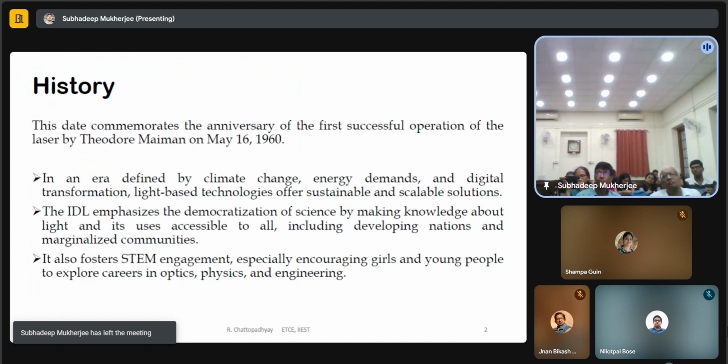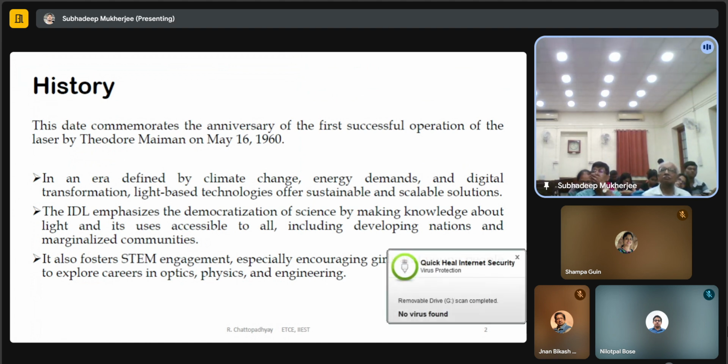As we all know, on 16th May 1960, there was the first successful demonstration of the laser source by Maiman. And in today's world, since we are facing a lot of problems like climate change and energy requirements, we need to use a lesser amount of energy to do our work. So our objective is to find out whether light can be a good agent for these purposes, right?